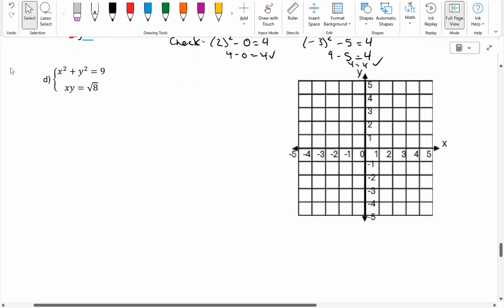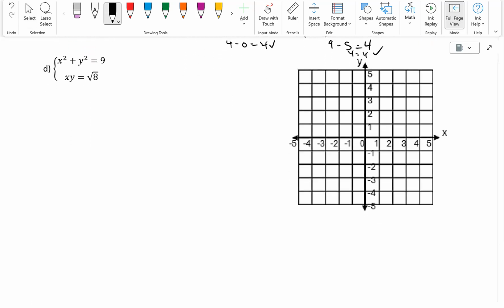For the last one, for D here, we have x squared plus y squared equals 9, and xy equals the square root of 8. The first one is a circle with radius 3, right? So circle, our center 0, 0, radius 3. So we can go 3 steps in each direction and draw our circle in.